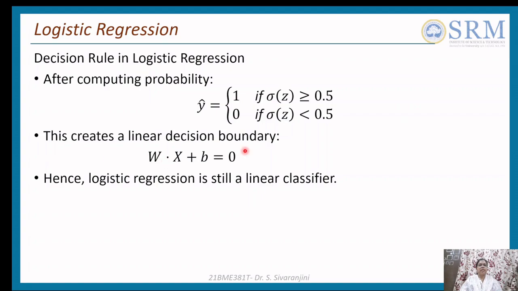So this creates a linear decision boundary like Wx plus b is equal to 0. Hence, we can see that logistic regression is still a linear classifier. It is not a non-linear classifier.